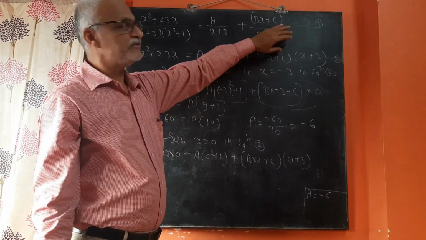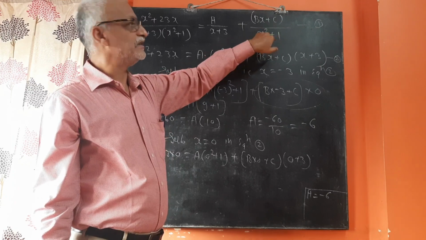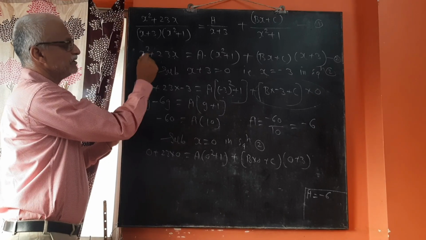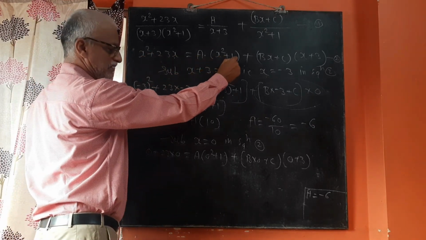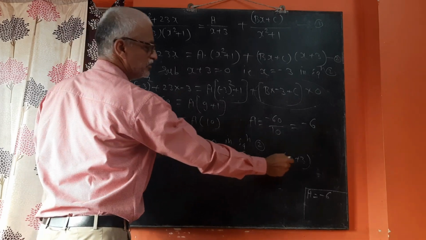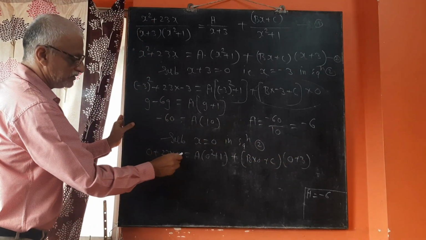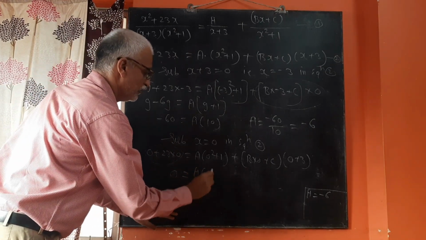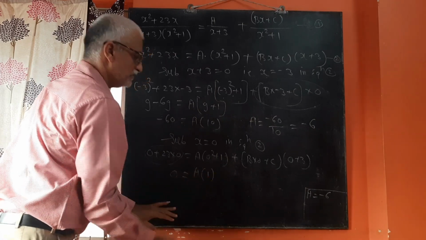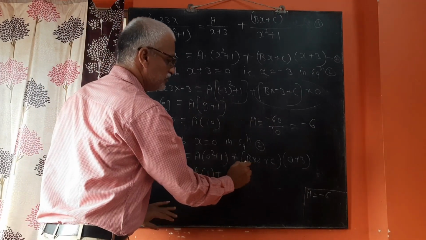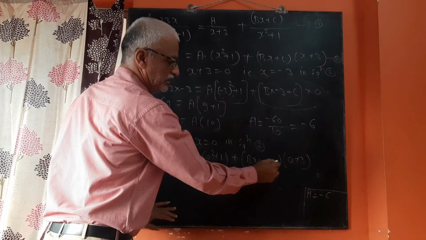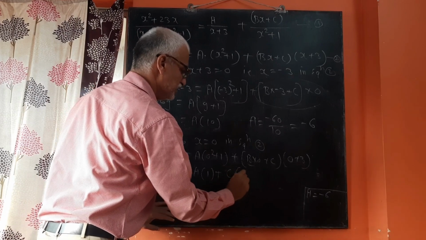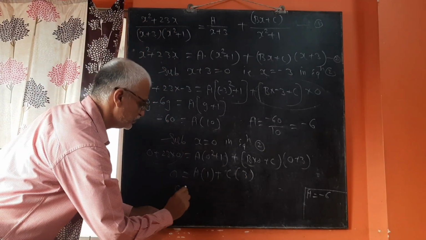We can't substitute x square plus 1 equals 0 for a quadratic equation, since it is a quadratic equation. Therefore, substituting x equals 0, the left side will be 0, this will be 0, a into (0 square plus 1) plus (b into 0 plus c) into (0 plus 3). 0 plus 23 into 0 completely will be 0, so 0 equals a into (0 square is 0 plus 1, that means 1), plus b into 0, this will be 0, so remaining c into (0 plus 3), that means 3c.